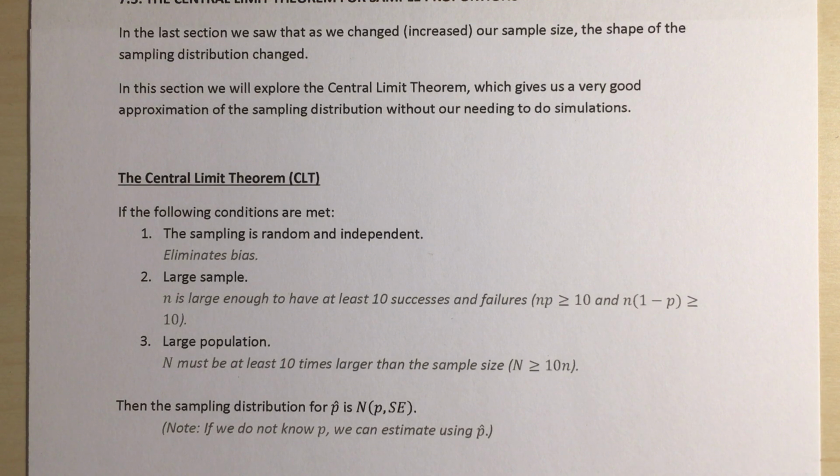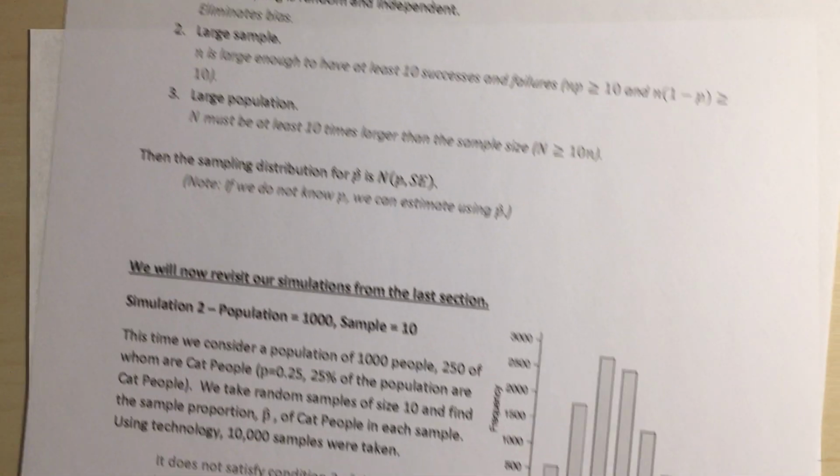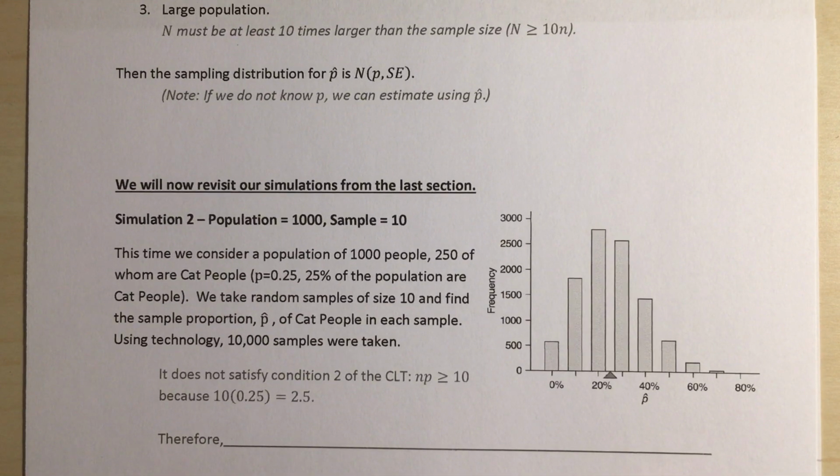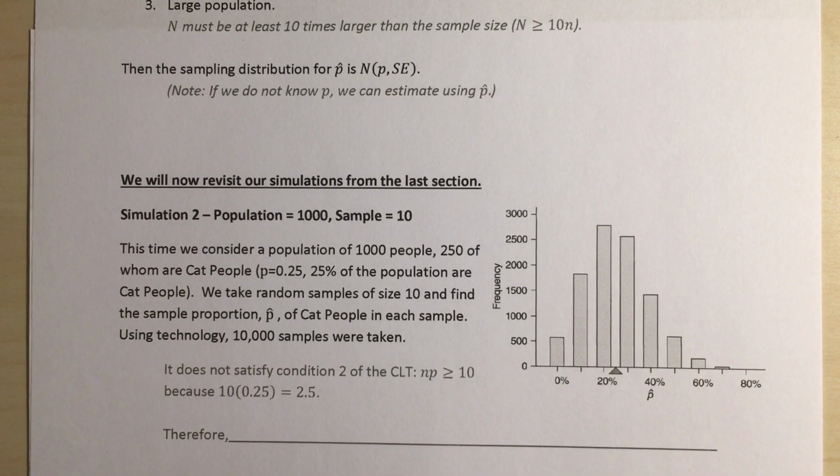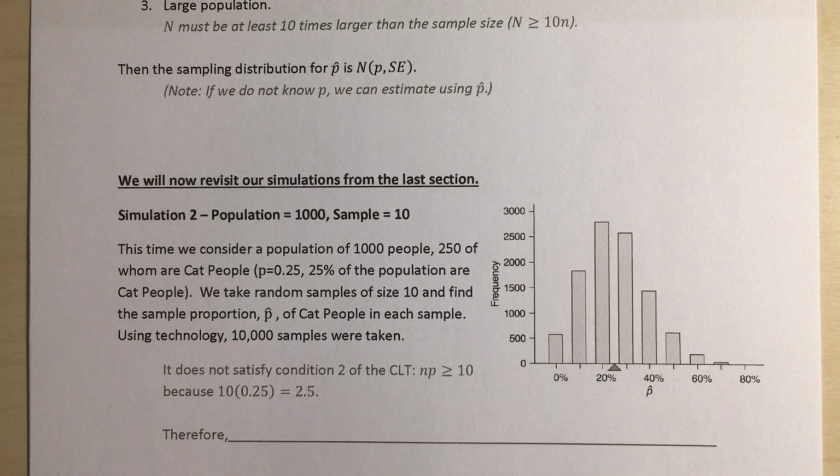Before we do that, we're going to look at a couple of the little pieces of these problems using our simulations from the last section. In simulation 2, we were told that our population size was 1,000 and our sample size was 10. So this time we consider a population of 1,000 people, 250 of whom are cat people. We take random samples of size 10 and find our proportion.